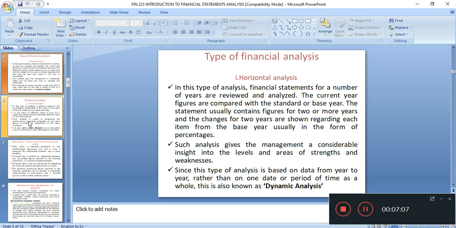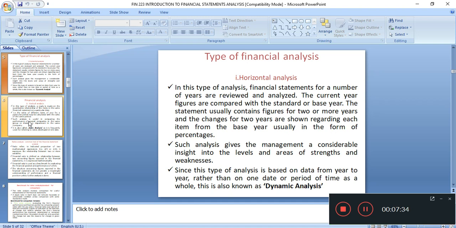What about vertical analysis? We look at one year and you compare something like dates. You look at the current ratios and you compare with other firms. That is called benchmarking.